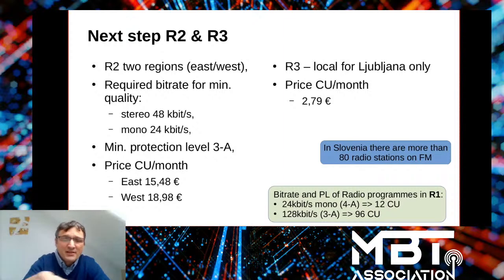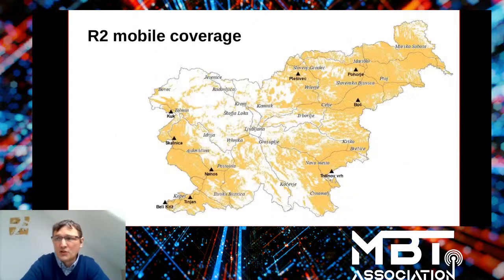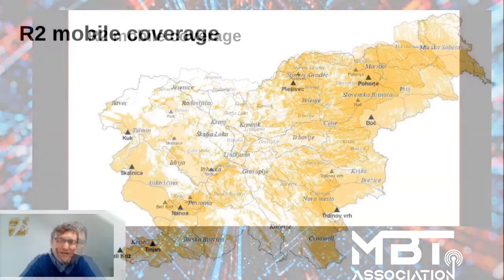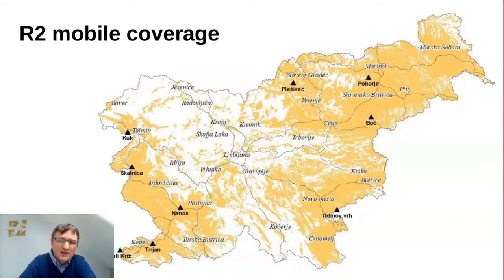Maybe another interesting point is that in Slovenia we have more than 80 radio stations on FM. So there are a lot of stations which we have to move or which can make some additional content on digital, on DAB. So the coverage for R2 is this one. So you see east and west. Again, there were requirements from the agency to keep the costs low. So we started with really only these mandatory transmission sites.